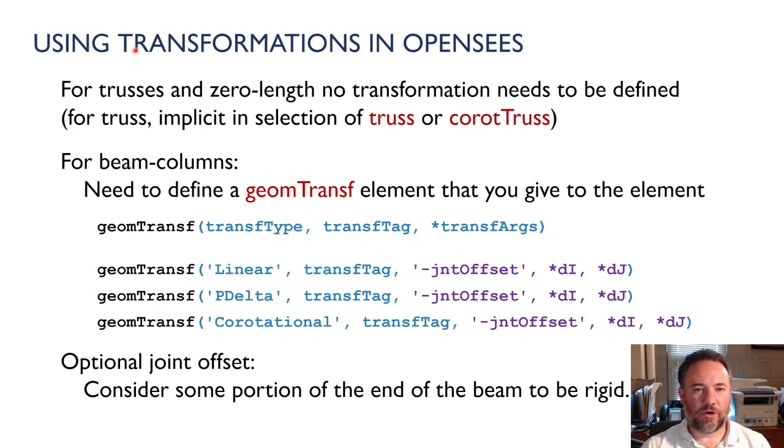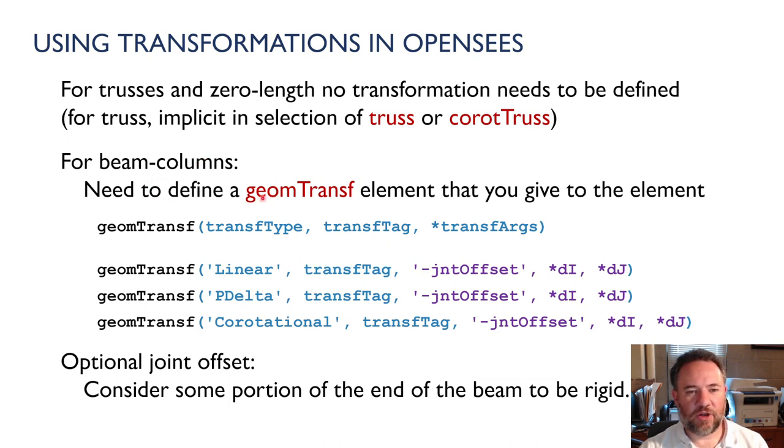Okay, so we already mentioned that for trusses, I do it by picking either truss or co-rotational truss. So I use a different element type if I do not want to include geometric transformations, or if I do want to include geometric transformations for those trusses. For zero length element, there is no transformation because everything is already in global typically, or in a rotated axis, but it's all inherent to the element, so we don't have to worry about it. Mostly we have to worry about it for beam columns.